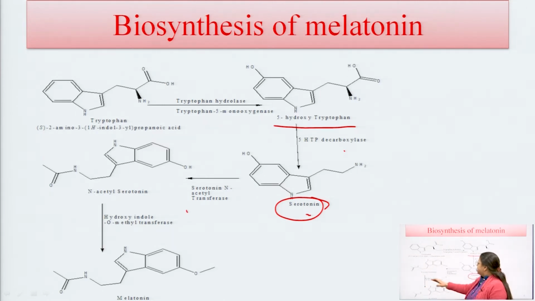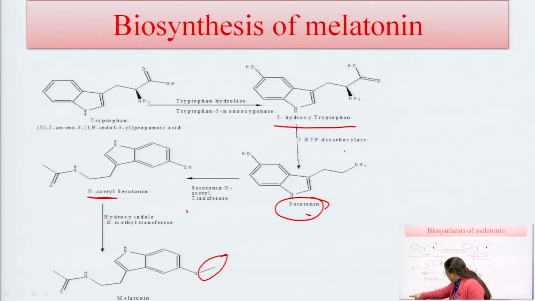This N-acetyl serotonin, with the help of the serotonin N-acetyl transferase, has an N-acetyl group attached. The hydroxyindole O-methyl transferase enzyme is required in this reaction, and there is formation of melatonin. So there is attachment of a methyl group in this structure.